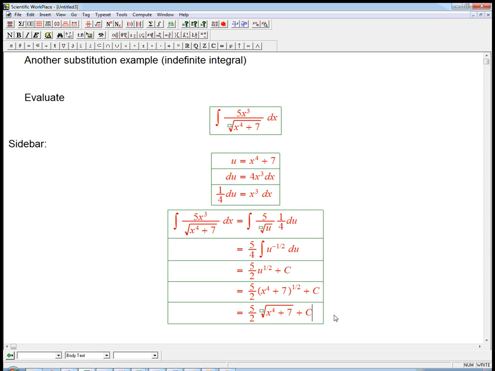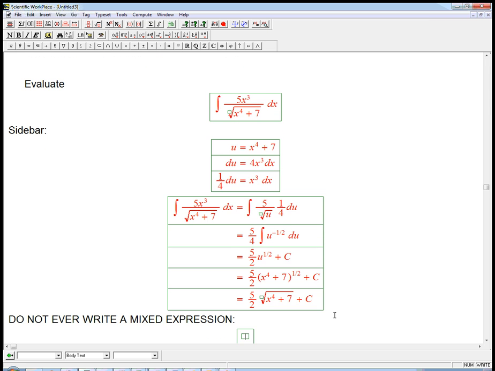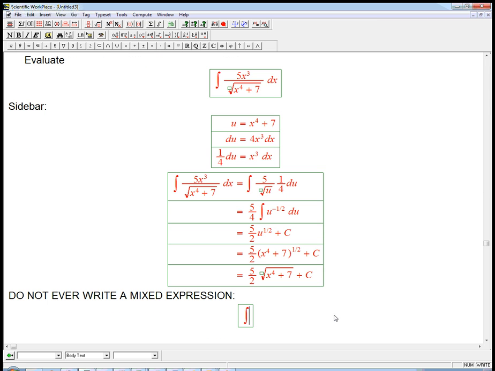Okay. Here's one thing not to do. Do not ever write a mixed expression like, let's say, an integral with x's, like maybe the 5 over, or like this. Here's a very wrong thing to put. Very common thing is just to change the dx to the du and say, oh, I just changed it. You're not using the actual translation. Du and dx are totally not the same thing.